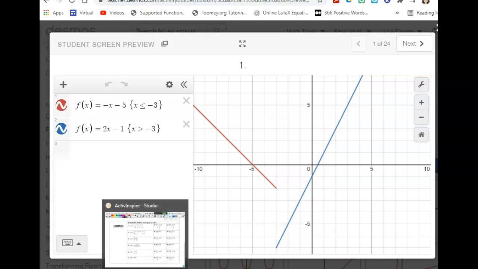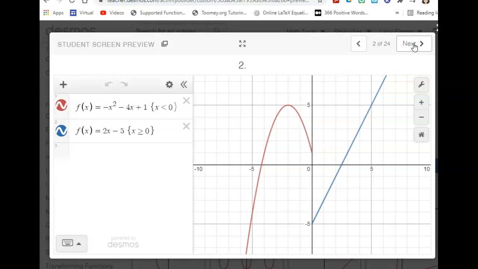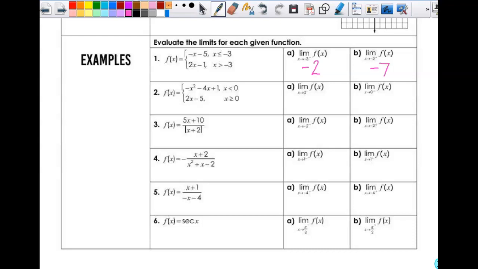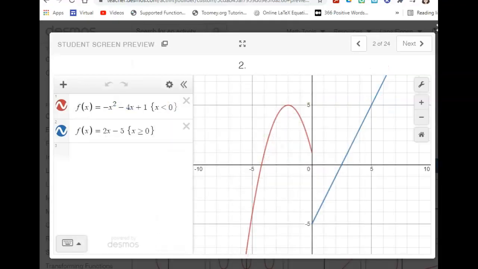All right, number 2. So this one, we're approaching 0 from the left and from the right. So from the left, as x approaches 0, y is approaching 1. From the right, as x approaches 0, y approaches -5. So this is 1 and -5. Let's look at number 3.